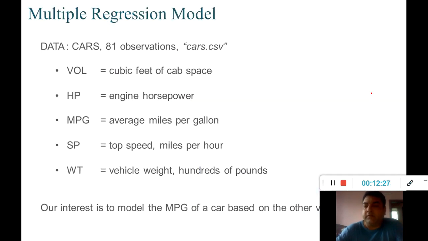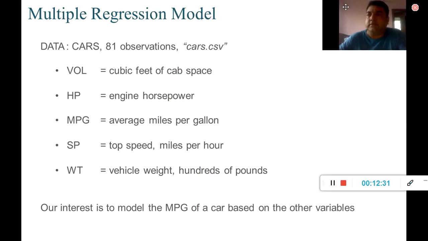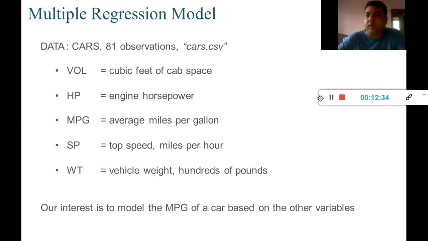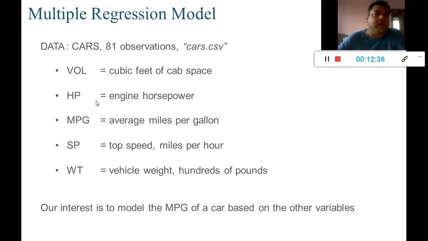So this was just a brief recap of what we have understood from our earlier sessions as far as multiple linear regression is concerned. Now let us understand today's case study. Here our interest is to model the MPG. What is MPG? Miles per gallon, which in India we call average, right? Average of a car, so the fuel average of a car based on the other variables.